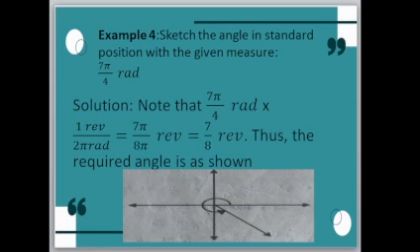So since we have already canceled out the radian unit, the remaining unit is revolution, and we can cancel out the pi at the numerator and the pi at the denominator. So 7 and 8 remain. So we have 7/8 revolution. Thus, the required angle is as shown.